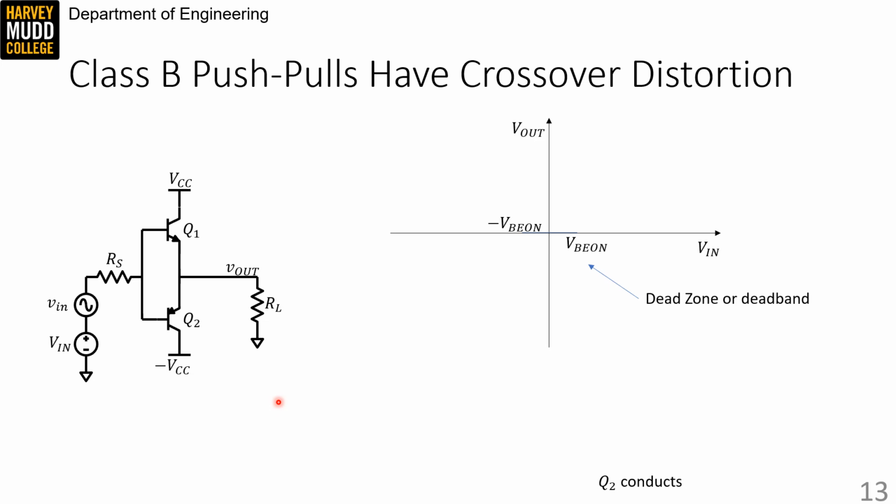We can start filling in that transfer characteristic by noting that when Vin is close to 0, neither Q1 nor Q2 is turned on. So Vout doesn't change when Vin does. That behavior is called a dead zone or a dead band. And it ends when Vin reaches either negative VBE on to turn on Q2 or positive VBE on to turn on Q1.